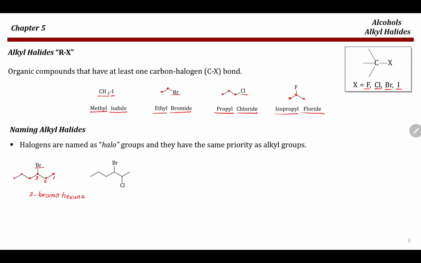In this case here, again, we have 1, 2, 3, 4, 5, 6. So this is the longest chain, and this is hexane. We have bromine and chlorine. They should be written in alphabetical order. So bromine goes first, bromo, and then we have chloro here. Now we have to put the numbers. Again, it looks like counting from the right side will give the smallest possible numbers to the halogens, and that's why this is 3-bromo-2-chlorohexane.